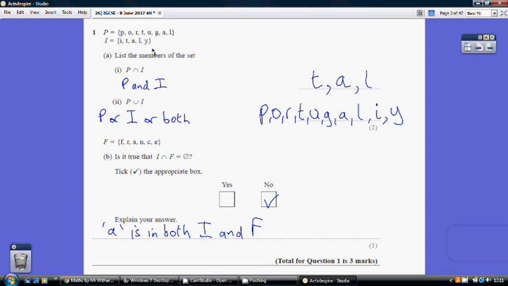Now part B, it says, is it true that I intersection X intersection F equals 0? So is it true that there are no members which are in both Italy and France? Well, that's not true because A is in both Italy and France. So the statement is not true as A is in both I and F.